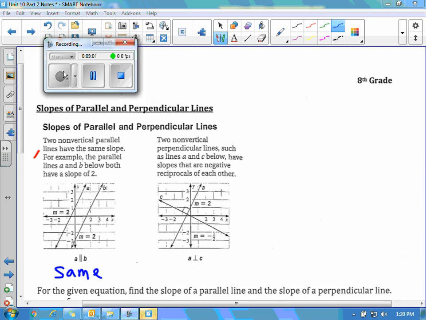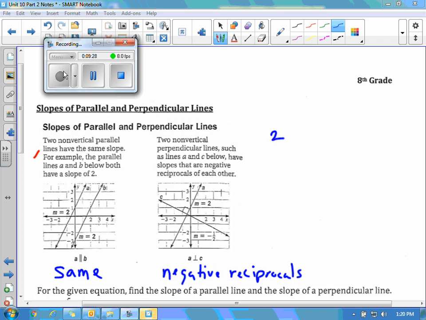For perpendicular lines, it gets a little bit harder. It says 2 non-vertical perpendicular lines, such as lines A and C below, have slopes that are negative reciprocals of each other. So remember, perpendicular lines are ones that intersect and form 90-degree angles. Their slopes are negative reciprocals. Now, you should remember what a reciprocal is. You've probably never heard of a negative reciprocal before.